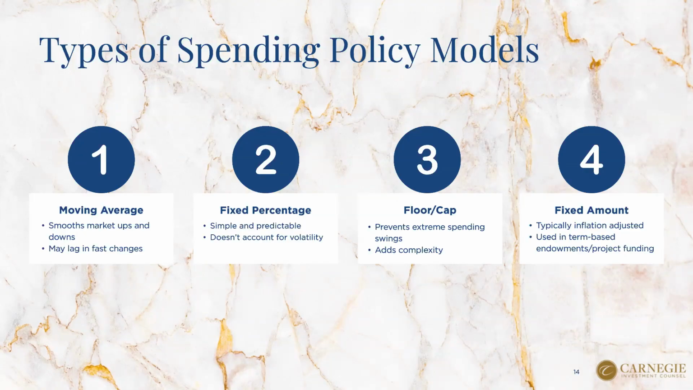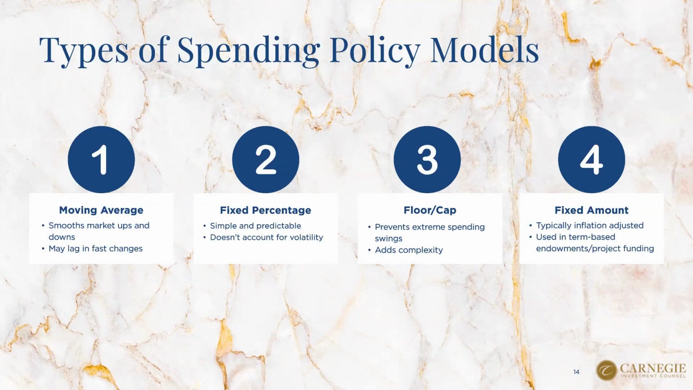Then there's the floor cap approach, also known as a guardrail mechanism. Some people call it a corridor approach. But this approach typically builds on top of another method, like a moving average that I explained first of all, and it adds a floor and a cap to the effective spending rate. That means that when you calculate your spending amount, say that 5% of the trailing last 12 quarters, you then check that that amount doesn't actually fall below the minimum, say 4%, or above the maximum, say 6%, of whatever that current market value is. If it does, you adjust accordingly.